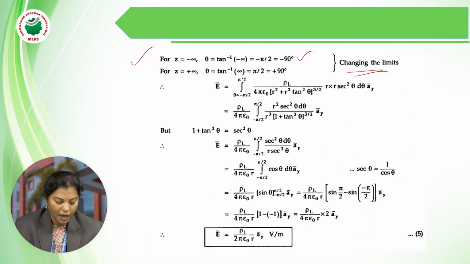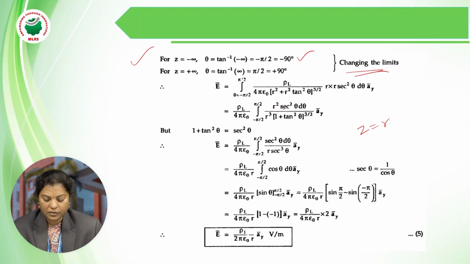So after substituting all the limits and Z equal to R tan theta, we can get here rho L by 4 pi epsilon naught into integral minus pi by 2 to plus pi by 2 R square secant square theta d theta by R cube into (1 plus tan square theta) whole power 3 by 2 into AY. Why? Because it is in the direction of AY. But we know that here 1 plus tan square theta is nothing but secant square theta.